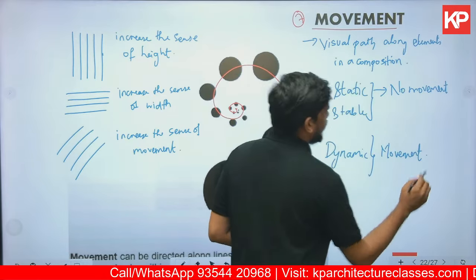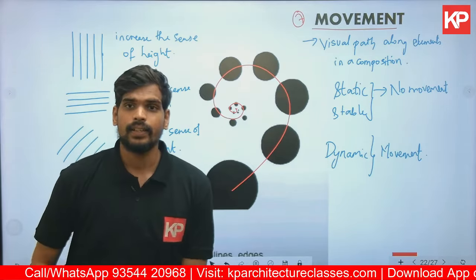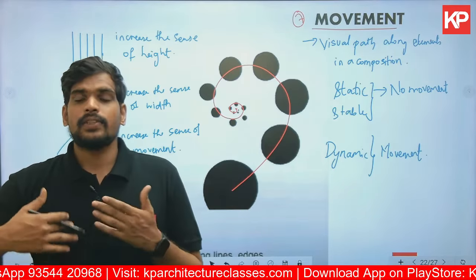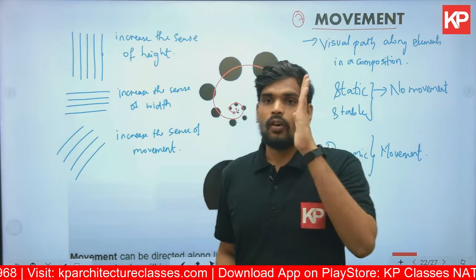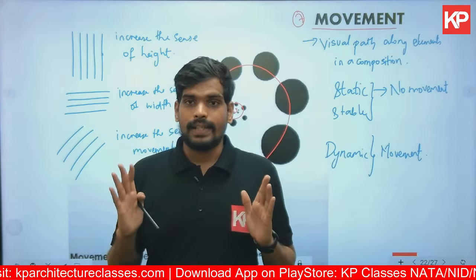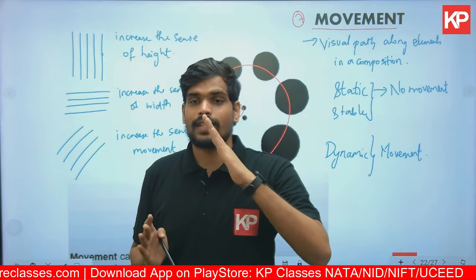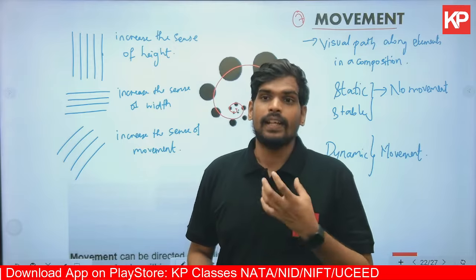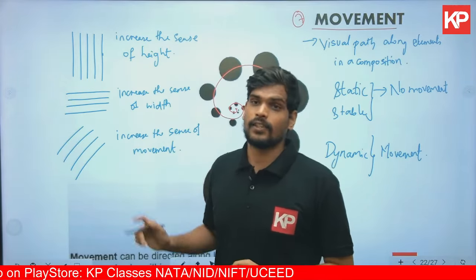Once in the NATA exam, they gave options static and dynamic. So you should know what is static: no movement in design, so a stable design. Dynamic design is where you have movement. So these are dynamic lines. Why so? Because horizontal and vertical relate to stability, but diagonal shows that they are falling down, right? They are not stable. That will increase the sense of instability, and when there is instability, it creates movement. That's the reason diagonal lines increase the sense of movement.